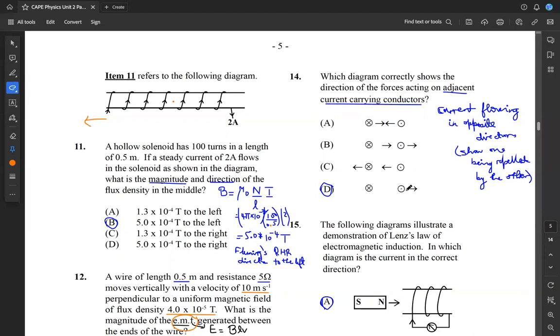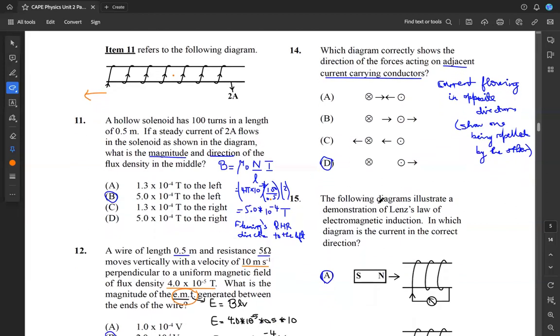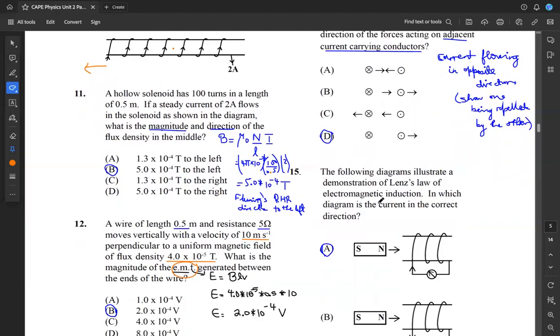We see that this conductor is being repelled by this one, and that's because they're going in opposite directions. We can see that this current is going into the plane of the page, and this one is coming out. Because the current is going in opposite directions, we need to show repulsion, because that's what happens when current flows in opposite directions in two adjacent wires. So it would be a repulsion. This is our answer for 14: D.